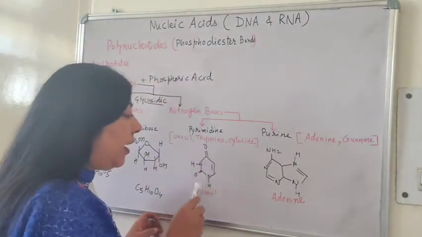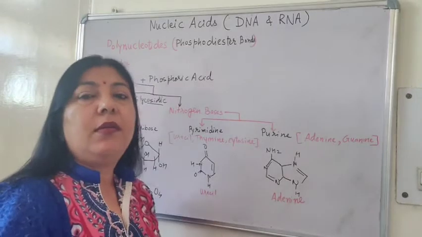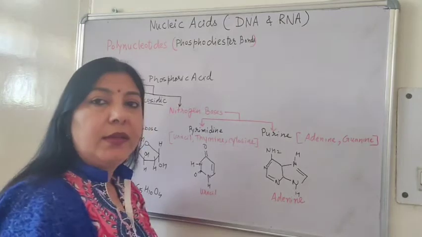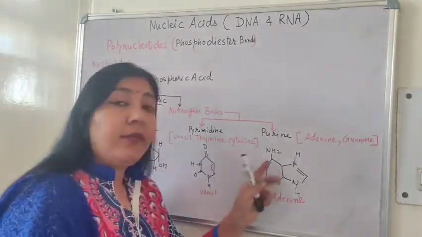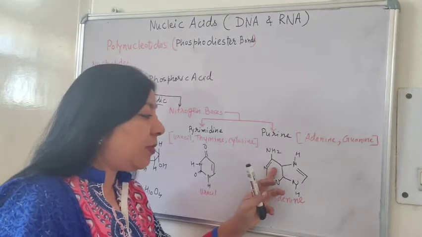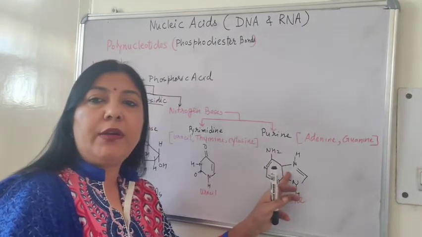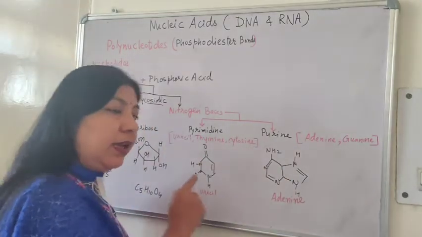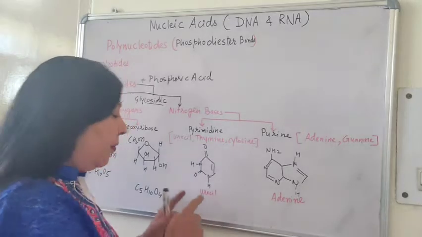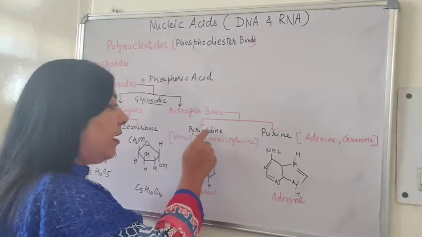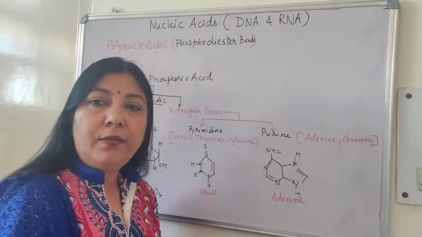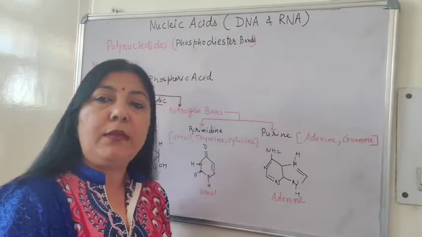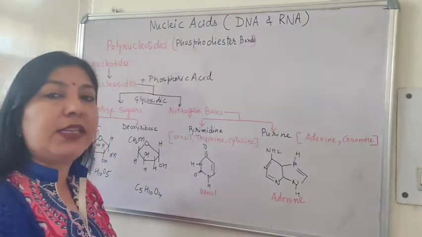This is a single ring made up of 6 atoms. Whereas here there are 2 rings. One is a 6-membered ring, other is a 5-membered ring. So such structures are called purines. When only a single 6-membered ring is there, then that base is called pyrimidine. Why are they called nitrogen bases? Because nitrogen is the integral part of the ring. That's why they are called nitrogen bases.